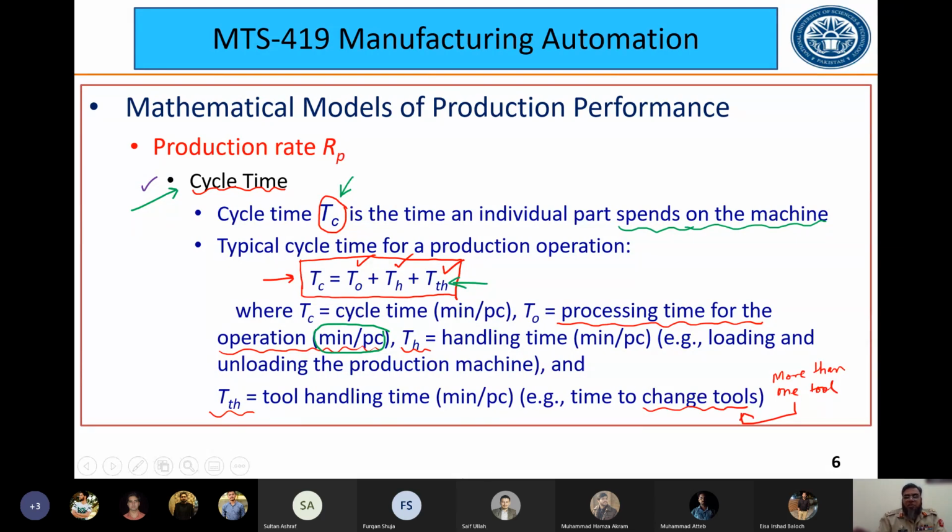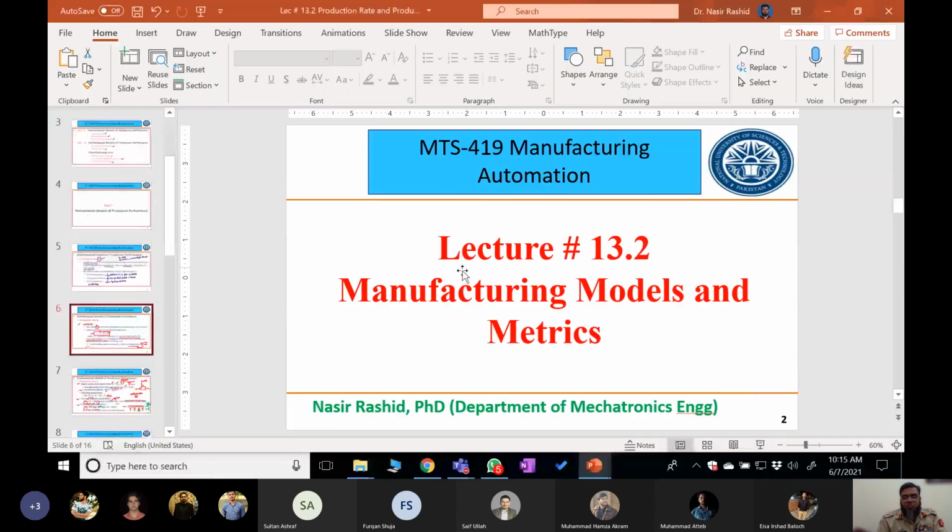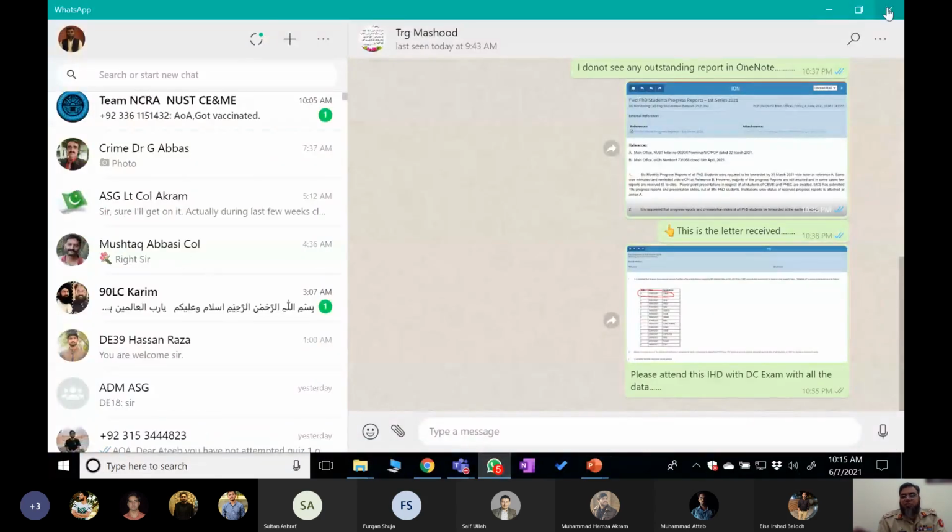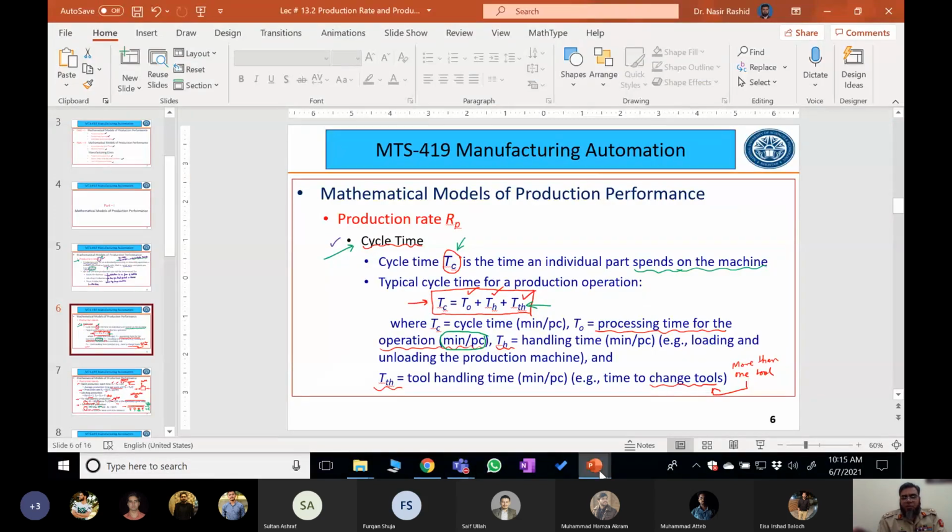So TTH is, let me, एक मिनट मैं जरा ये स्विच ऑफ कर दूं, बीच में फिर मैसेजेस आने शुरू हो गए. ओके, सॉरी.